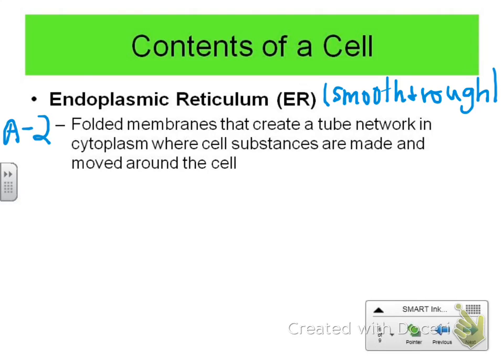Okay, you'll notice that the rough ER has these little purple things on it. Does anybody see where a purple thing is labeled? One of those purple dots. What are those little purple dots on the ER, Kaylee? Ribosomes. Good. So the ribosomes make the ER rough when they attach, and you might just want to jot that down too.